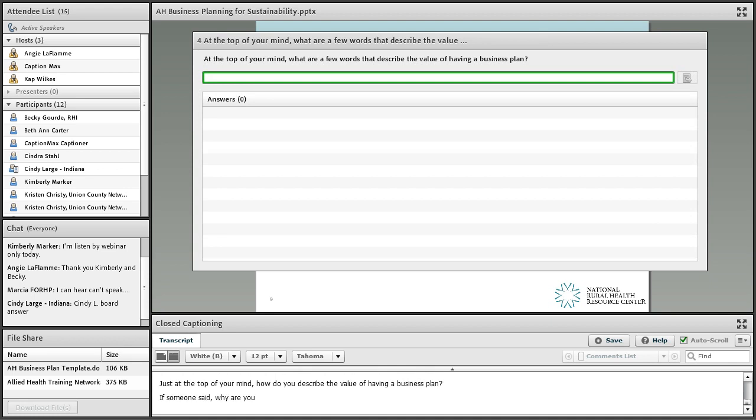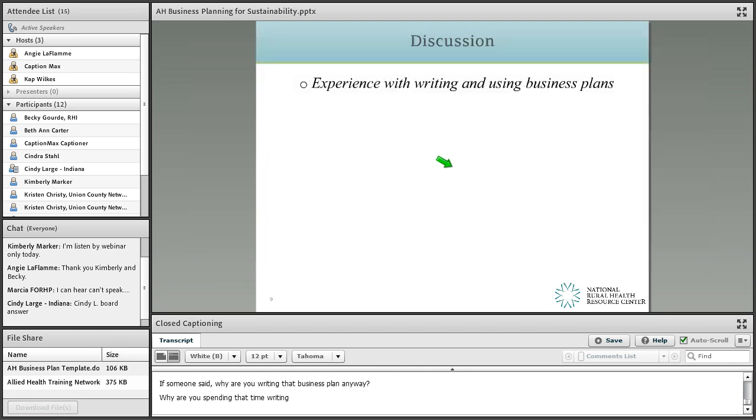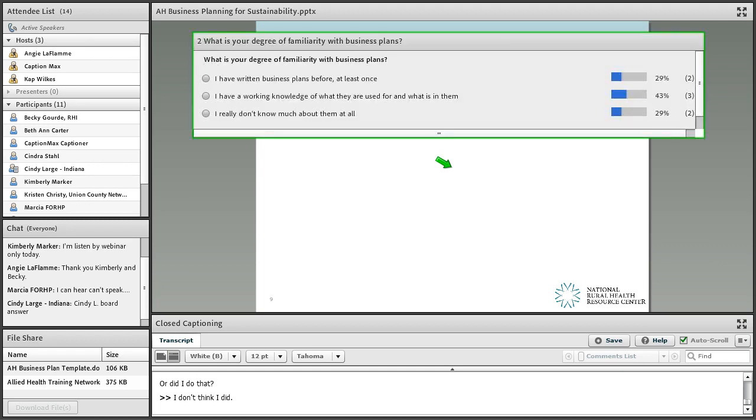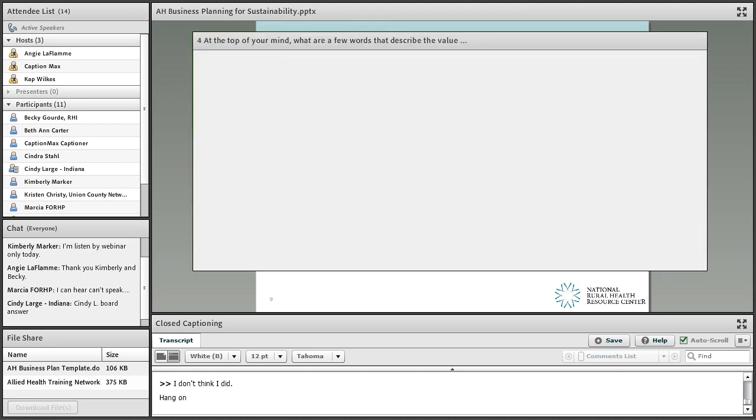So for your degree of familiarity, you've written a plan before at least once. 2 of you all have. Having a working knowledge, you know what they're used for and basically what's in them. 3 of you. So most of you have had that level of, I know what one looks like. And then I don't know much about them at all. All right, 2 folks.